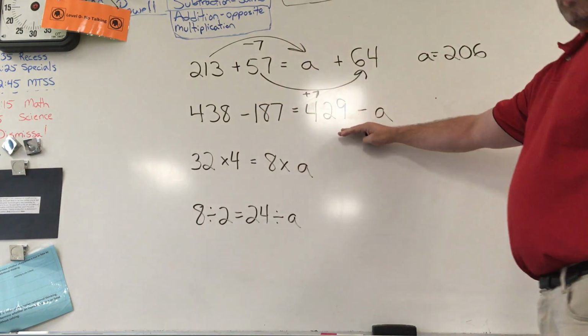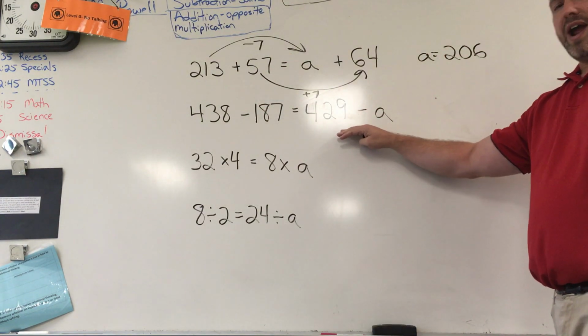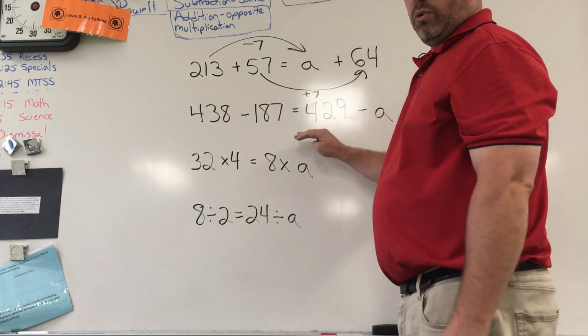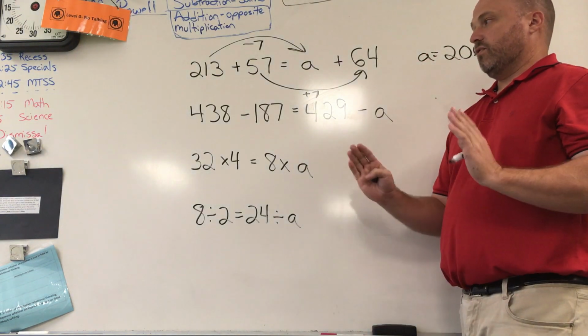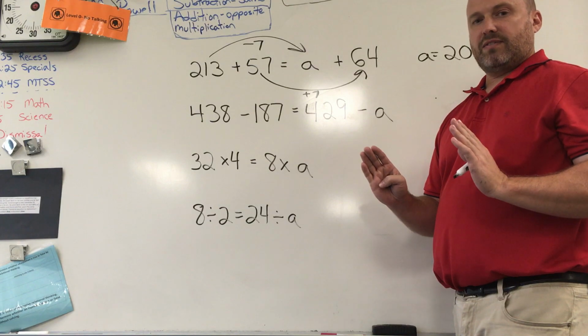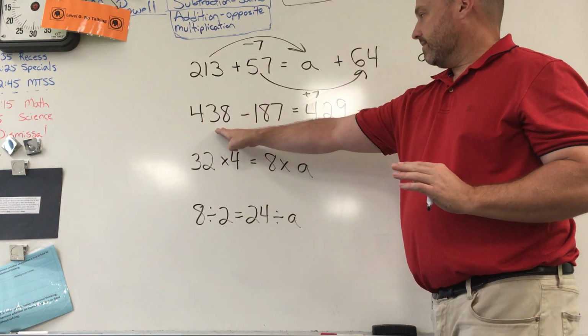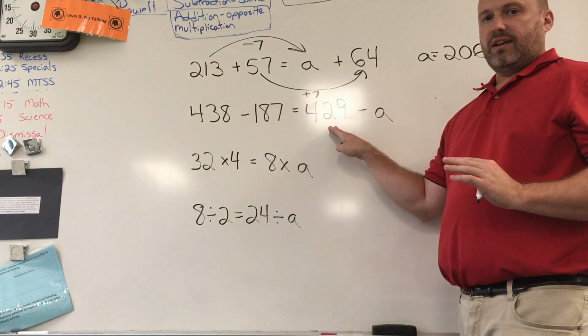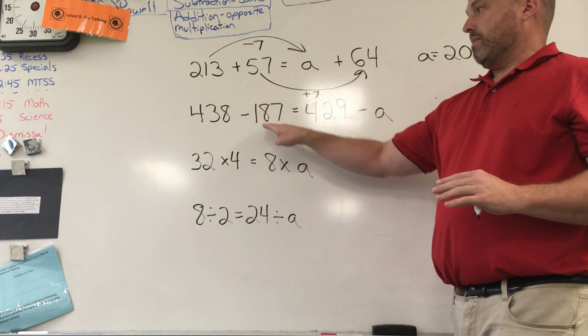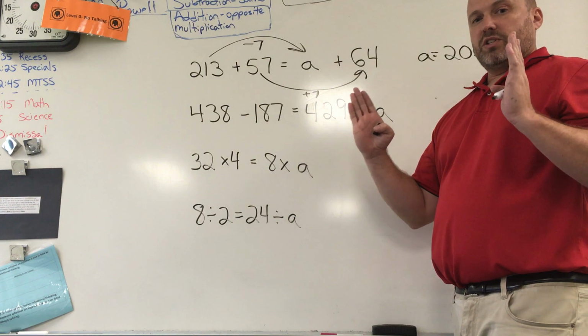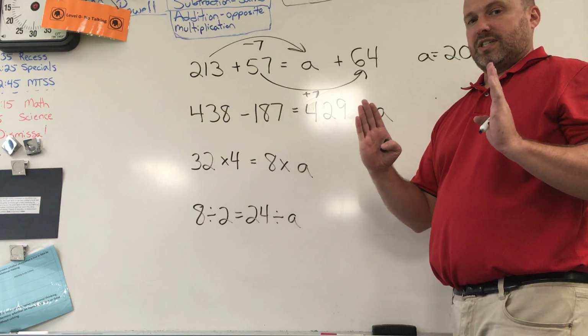So, same thing here, except that in subtraction, it's not the same rule. Because in subtraction, if I take 438 minus 187, and I add some to one side, like to the 438, so that I have 429, then I have to add the same amount to this side in order to keep the subtraction, the difference between the two numbers, the same.